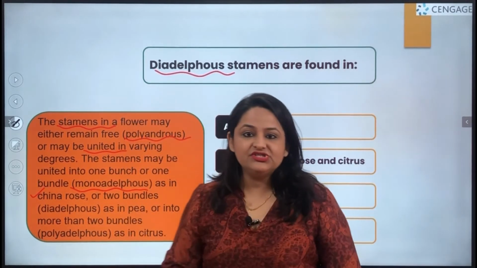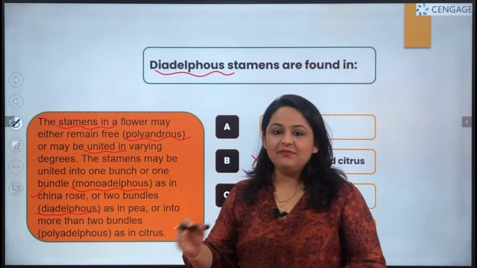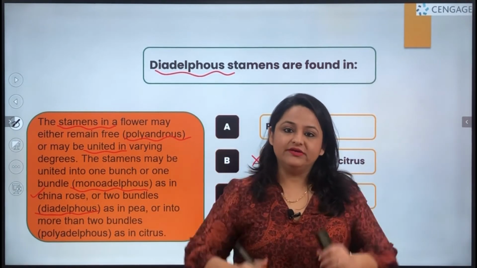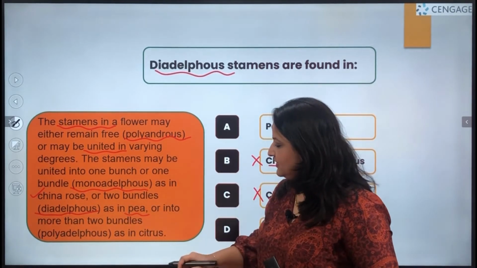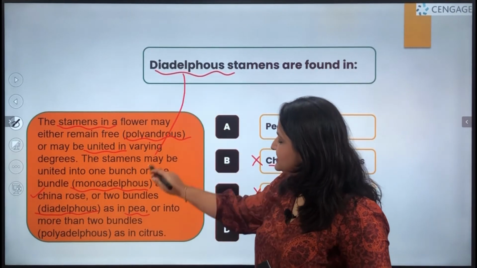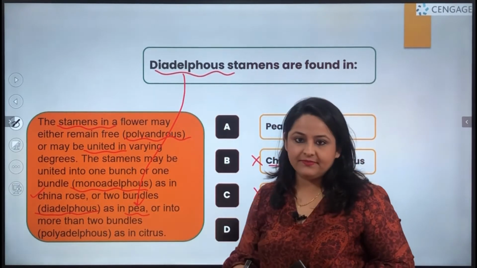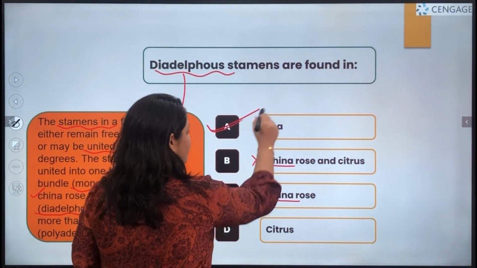Then the second condition is known as the diadelphous condition, where the stamens are arranged as two bundles. And this is seen in the case of pea plants. So we have been asked, a diadelphous condition is seen in whom? It is seen in pea. So our option should be P over here.